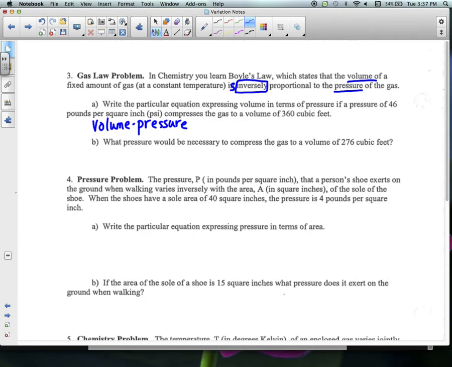Some of the units of measurement on here are a little weird. You might recognize some from your actual chemistry class. PSI, pounds per square inch. That's not really stuff you need to 100% worry about until you're labeling your final answer. So in this case, it's saying the pressure is 46 and the volume is 360. So we would do 360 times 46. And then it asks what pressure would be necessary to compress the gas at a volume of 276 cubic feet. So you would set that equal to the 360 times 46.